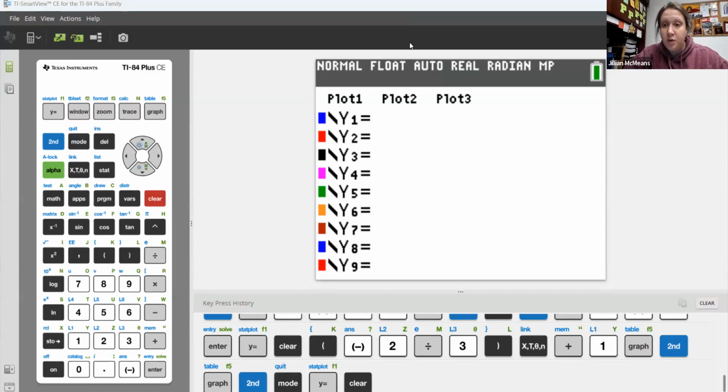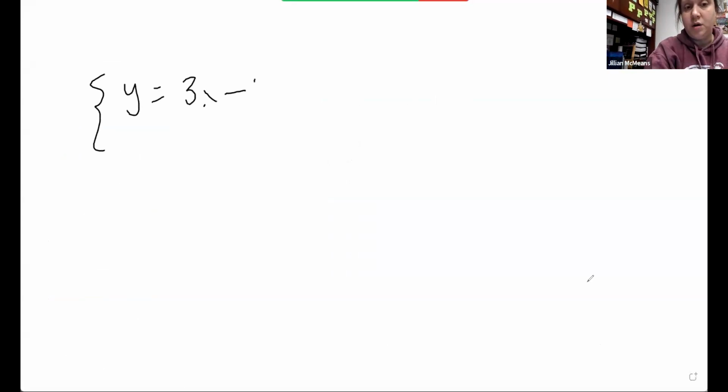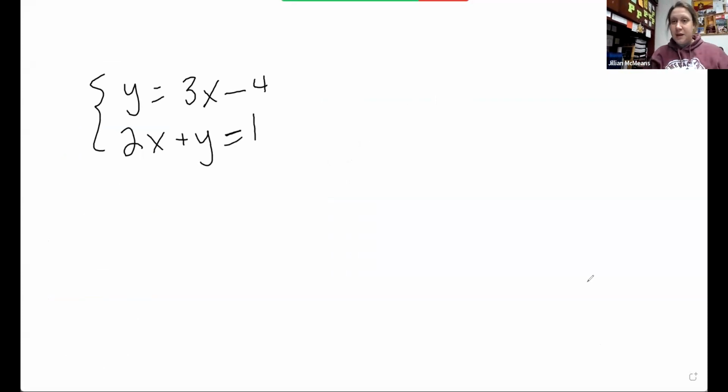If I go to the whiteboard, let's say we have the following system. I do have a stylus. I'm on my laptop. It's maybe not the best setup, but we'll manage. So let's say for my first system, I have y equals 3x minus 4, and then I have 2x plus y equals 1. I feel like we did one similar to this in class. It may not have been the exact same system, but it was similar.